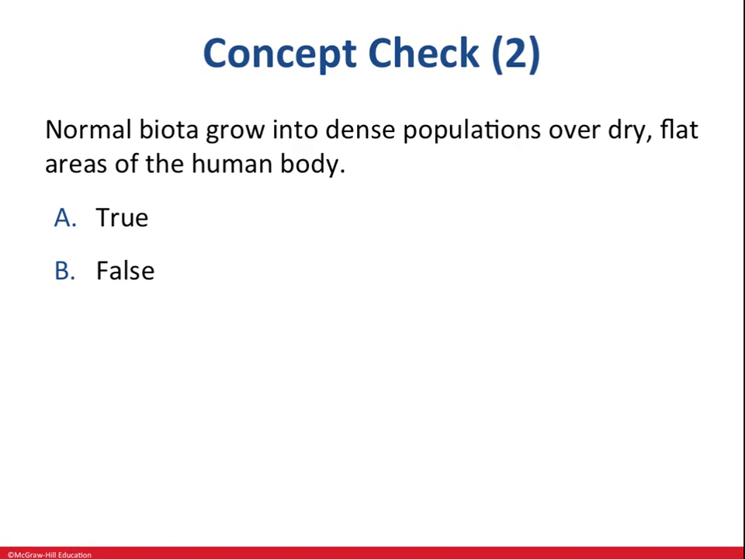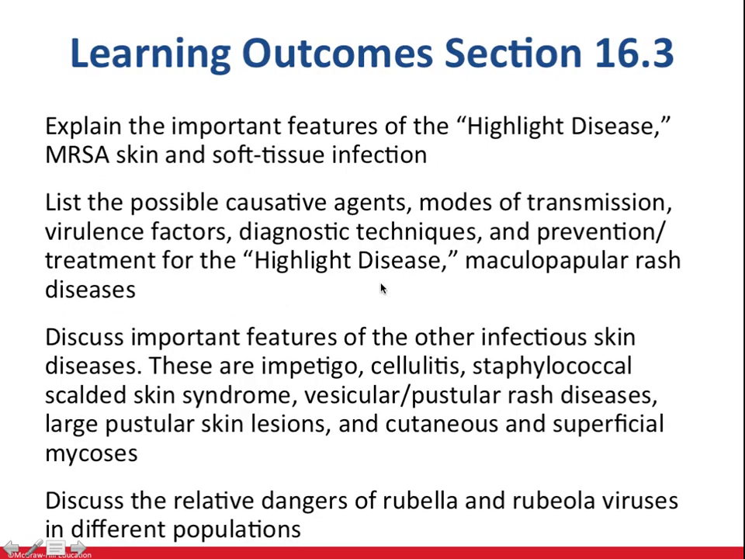Now let's work on this question. Normal biota grow in dense populations in a dry, flat area of the human body. I give you 5 seconds. The correct answer is false. Dense biota should be in the wet areas, such as the groin or the underarm. Now let's work on section 3.